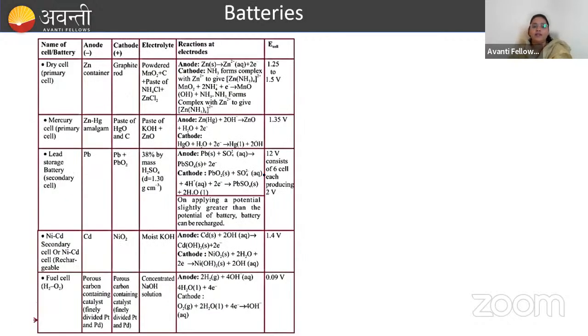Next, very important, batteries. Batteries are the dry cell, mercury cell, lead storage battery, nickel cadmium battery, and fuel cell. Recently fuel cell questions are asked in examinations. Which will be the anode, which will be the cathode, what is the electrolyte, and what is the E cell. These are the different things you need to remember from this chart. Try to remember this chart and solve problems based on these batteries. If you solve 10 problems depending upon this chart, you will be good to go and you will remember all the things present in this chart.